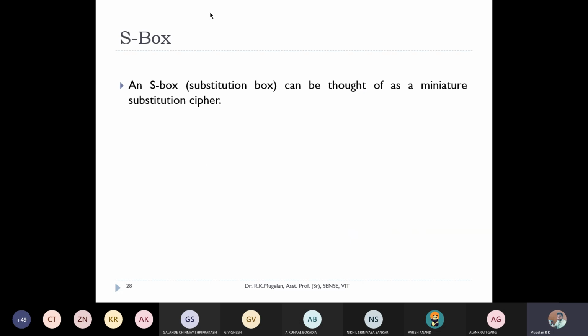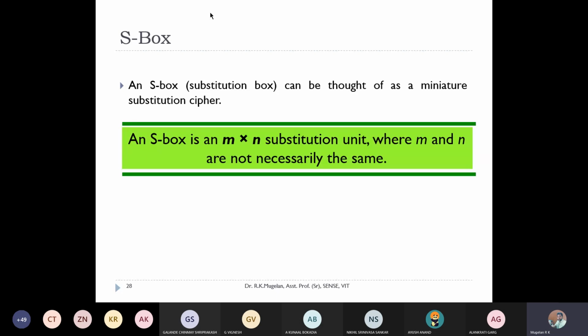Now we move on to our next one called S-boxes. So S-boxes is a substitution cipher based box. We can also call it a miniature substitution cipher. If you take an S-box, it will have an m cross n substitution unit, that is m number of inputs and n number of outputs, and it is not mandatory that m and n should be the same. Sometimes m will be equal to n, and there are situations where m and n are different sizes also.